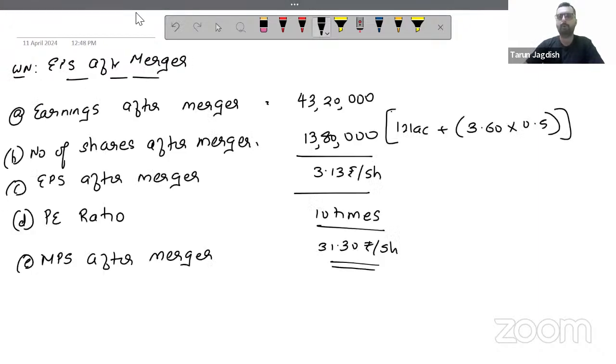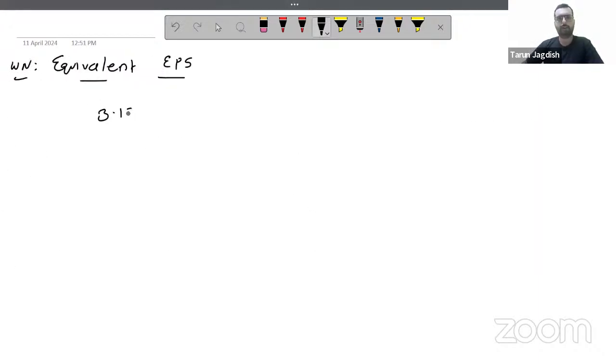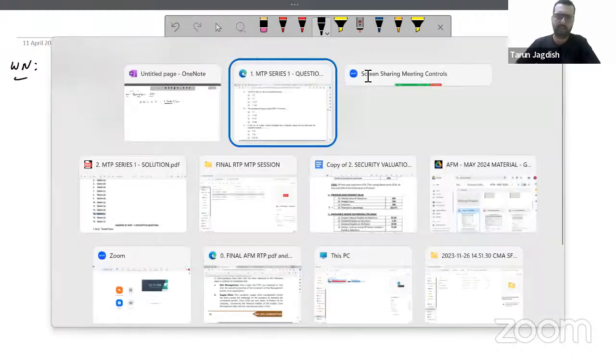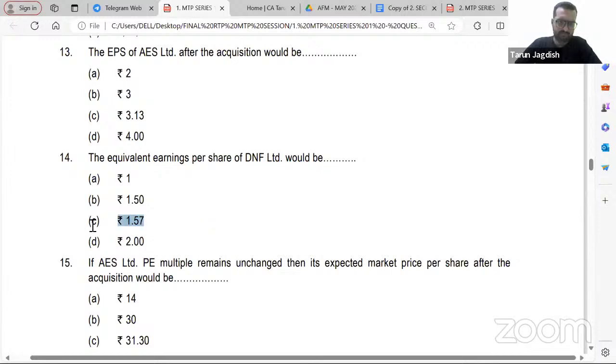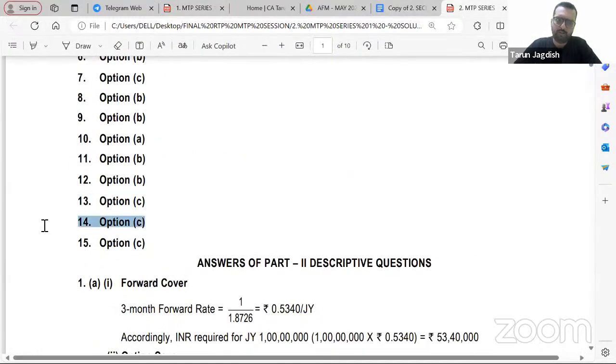It will be the post-merger EPS 3.13 into the exchange ratio of the target company. So when you do 3.13 into 0.5, you will get the answer as 1.565 rupees per share. So the answer should be 1.57, or option C.